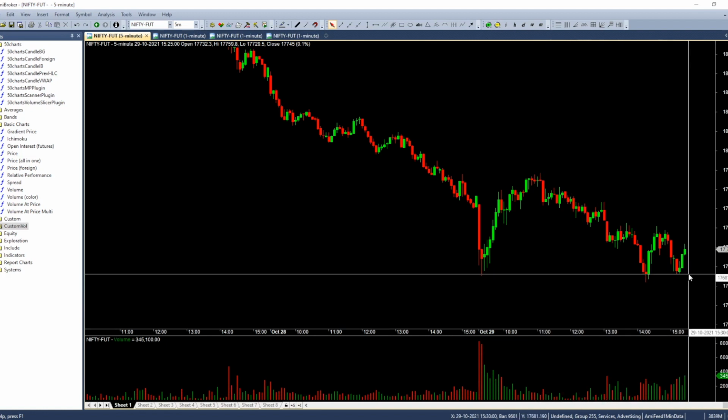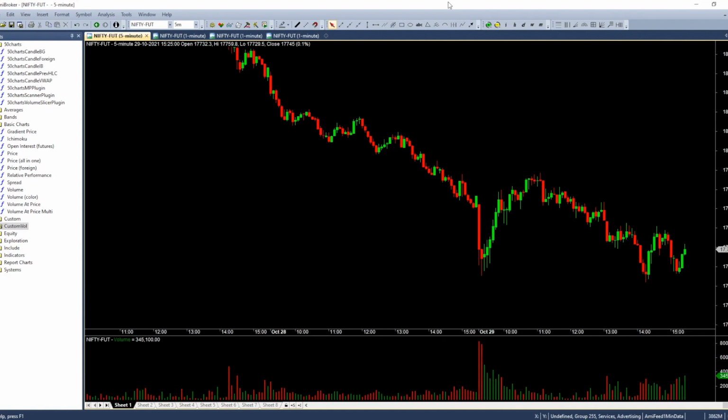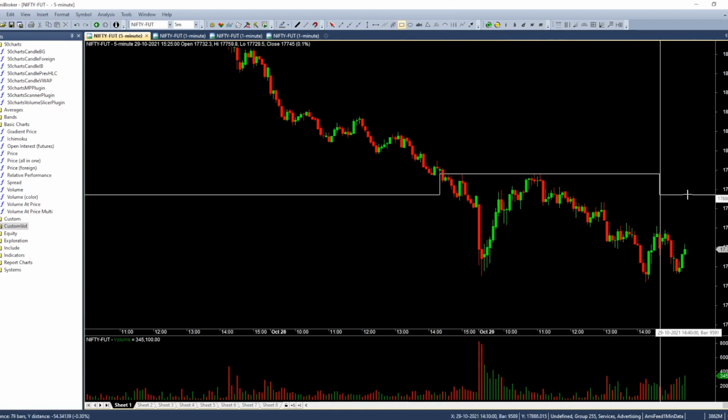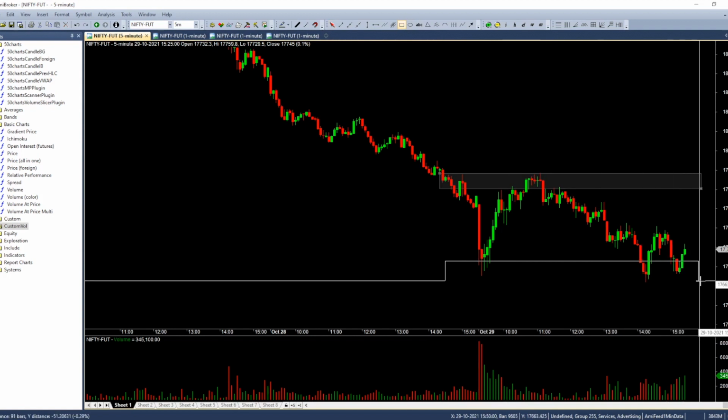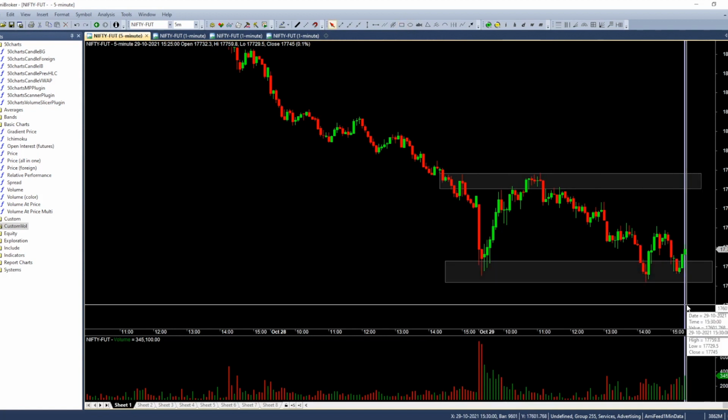Now the problem with this approach is, let's say there is a resistance here, and then there is a support here. We'll not be able to exactly say how much volume came in at the support and how much volume came in at the resistance. So that's why we go for the volume profile. In volume profile, it will clearly show at each level how much volume came in, right?